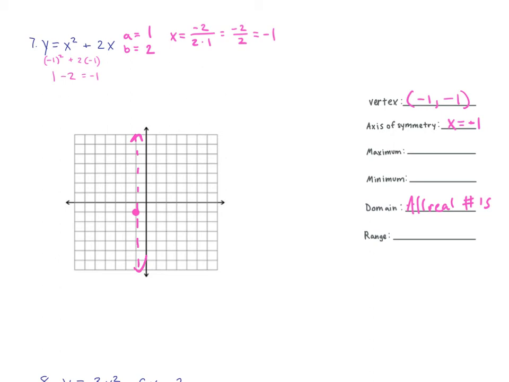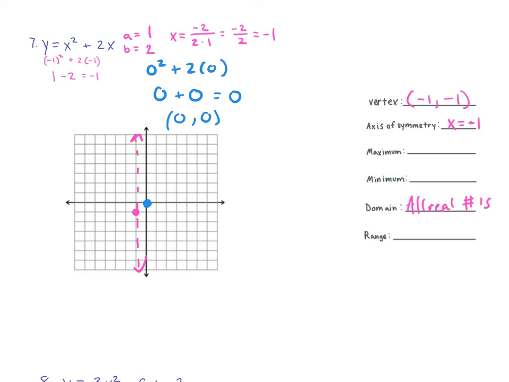Plug in 0. So we want to plug in something as close to the axis of symmetry as possible. 0 is super close. So we have 0 squared plus 2 times 0. What's 0 squared? And what's 2 times 0? It's 0 plus 0. So we plugged in 0 and got 0. So we have our second point there.